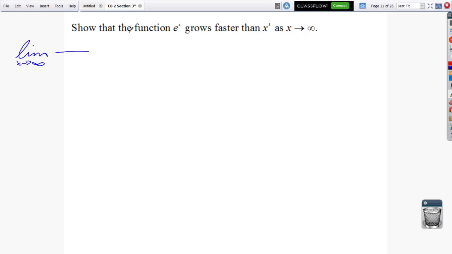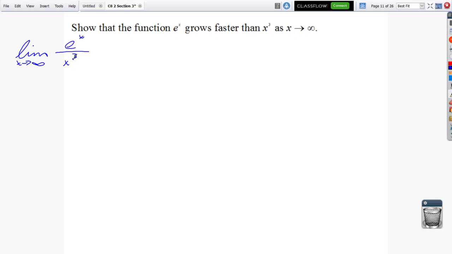It says, show that the function e to the x grows faster than x cubed. What we want to show is that if we put e to the x on the bottom and x cubed on the top, we should get infinity. If we put the slower one, since e to the x is faster and x cubed is slower, on top, we would get 0. I just feel like putting it this way.